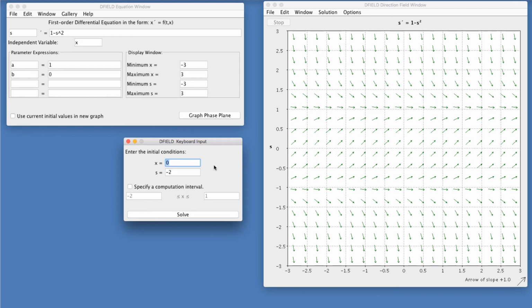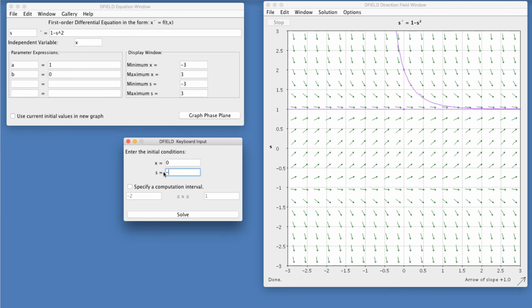Okay, so let's start off a solution that has an s coordinate of positive 2. So x equals 0, s is positive 2, and say solve. So there's our solution. It's a solution that's decreasing and appears to be following a horizontal asymptote at s equals 1. What would happen if we started on that asymptote, 0, 1, and say solve? Notice we get that horizontal line. So any solution that starts on that horizontal line is going to stay on it. And the particular solution will be that horizontal line.